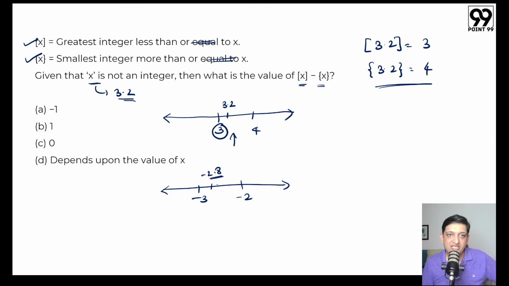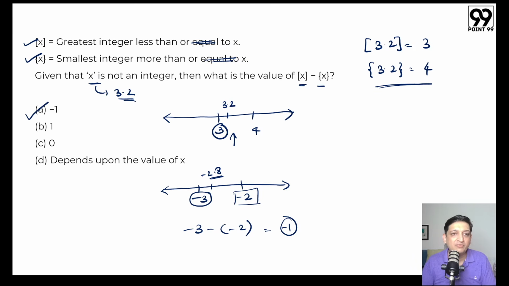Let's say we are looking at minus 2.8. Now in this particular case, if I want to figure out the greatest integer that is less than minus 2.8, so we are looking towards the left, less than minus 2.8. What is the largest such integer? It is minus 3. What about curly bracket minus 2.8? That function asks us to find the smallest integer that is greater than minus 2.8, which is minus 2. What is the difference between minus 3 and minus 2? Minus 3 minus of minus 2 is again going to be equal to minus 1. So the correct answer here is option A, that is minus 1.